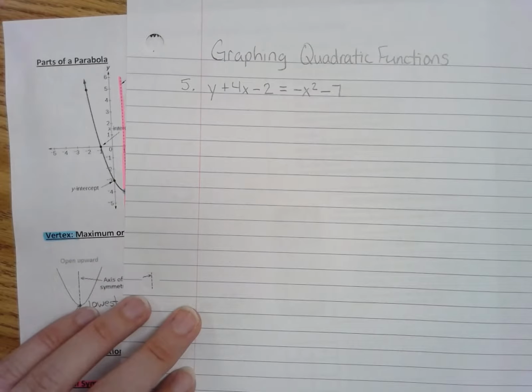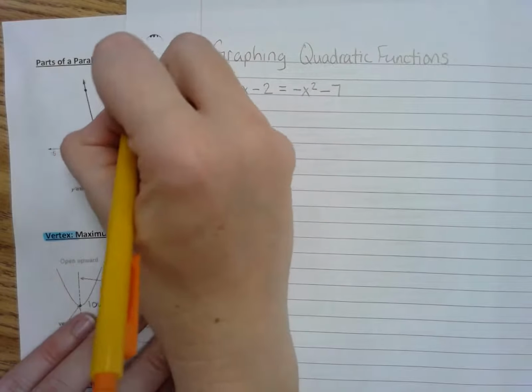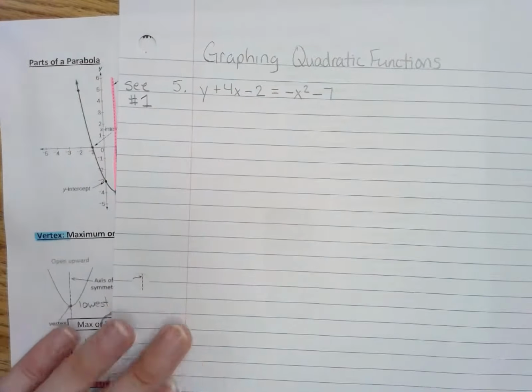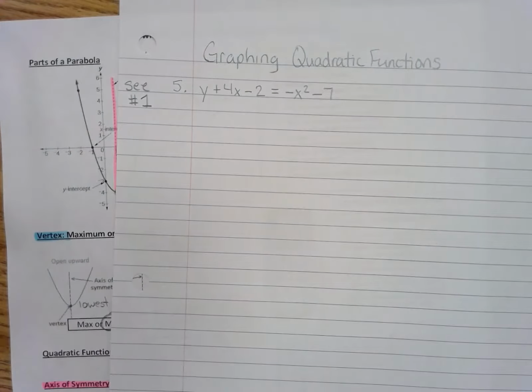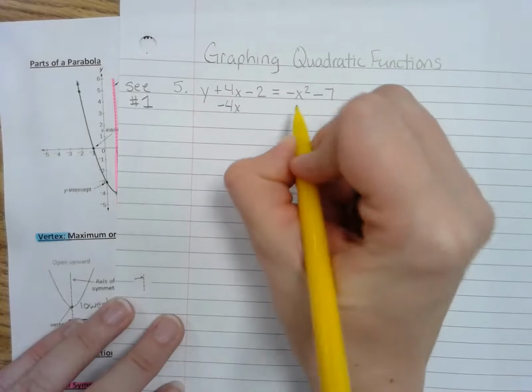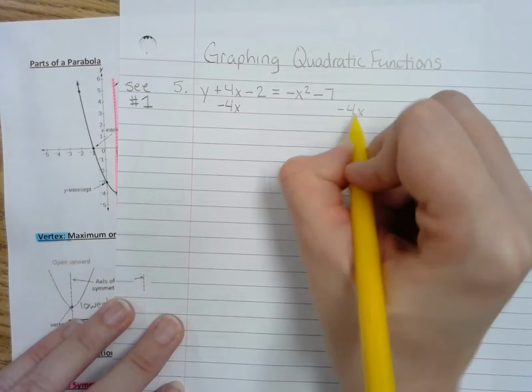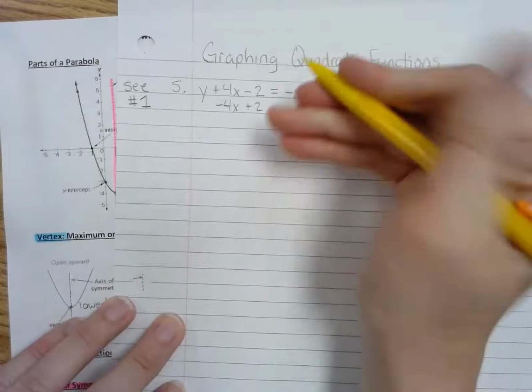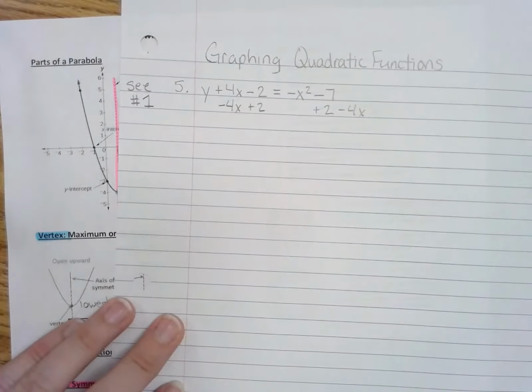This is actually the same as number 1. So let's make a note that we're going to see our work for number 1, because when we graph, we're going to do the same process as we've done before. We need to get this in standard form, so solve for y. Be sure to line up your like terms.